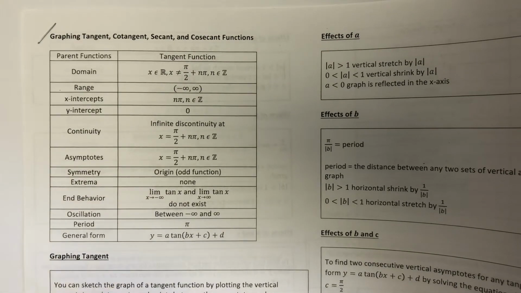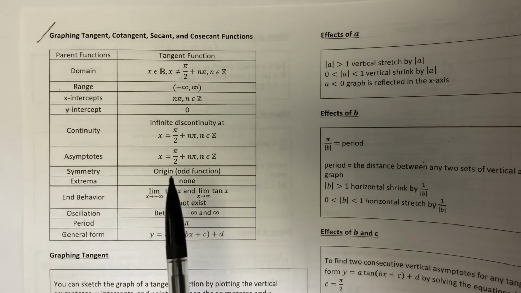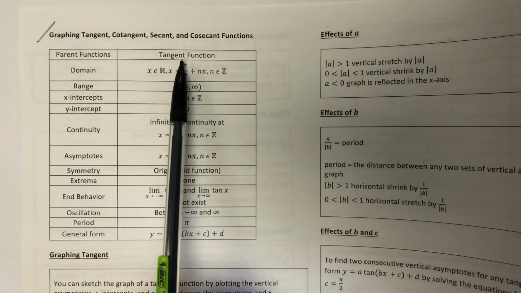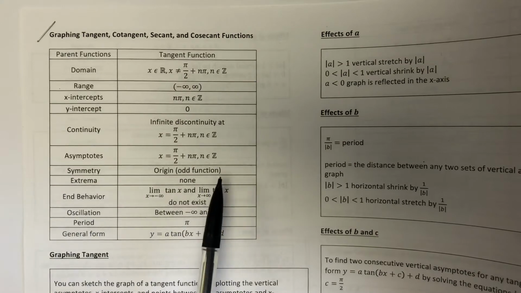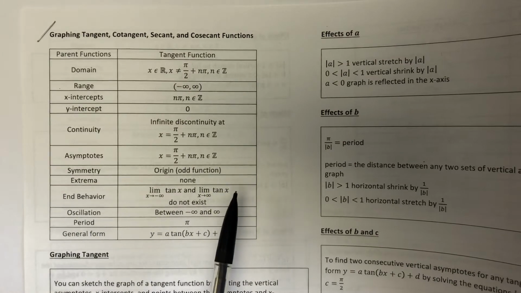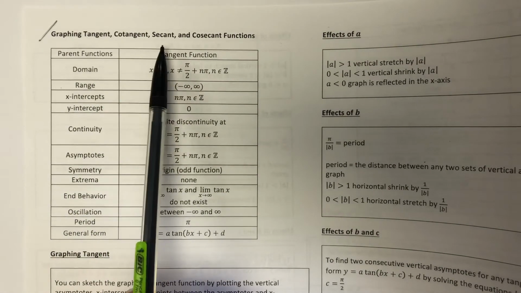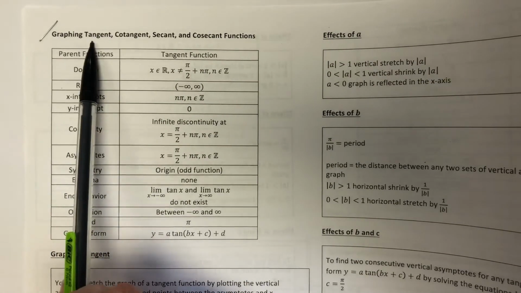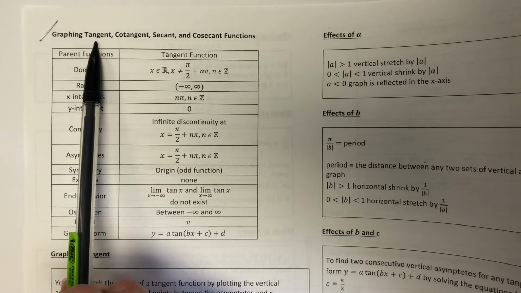All right, this is lesson 4.5, and this is how to graph the tangent function. So going off of what we were doing in 4.4 when we graphed sine and cosine, today we're going to do tangent, cotangent, secant, and cosecant. So tangent is a lot different than sine and cosine.